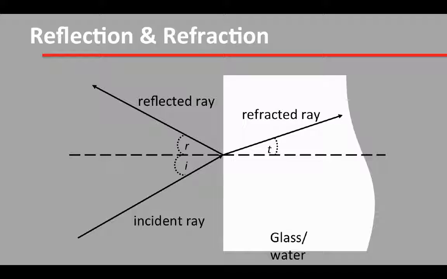Now, on the right-hand side, in that white area, which is a transparent material, either glass or water, let's just say it's glass for argument's sake, we have another ray emerging. Because it's a transparent material, a certain amount of light energy actually transmits through that medium, and that's called a refracted ray. And the angle between the refracted ray and the normal, in this case, is the angle of refraction. So the key elements to this diagram are the incident ray, the reflected ray, the refracted ray, and the normal. So let's have a look at what reflection and refraction actually is.